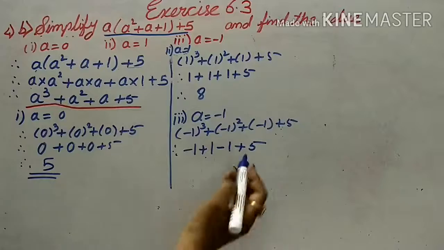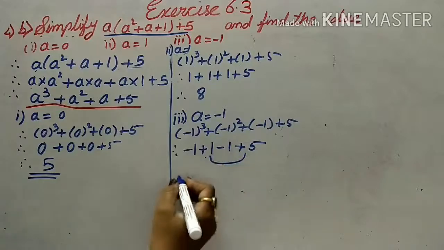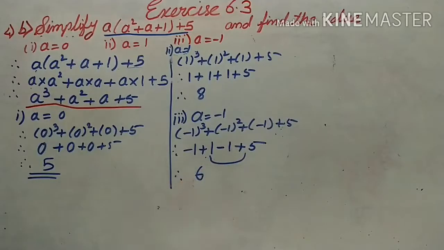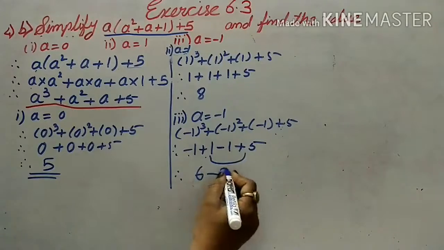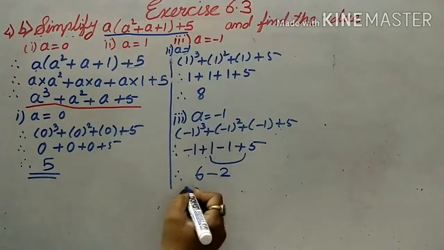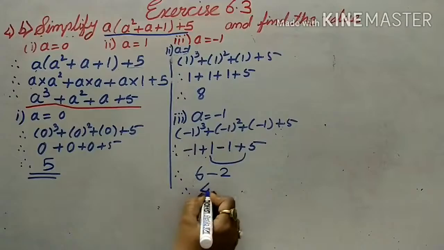Now add this one. Plus 5 plus 1, it is plus 6. Now minus minus always we have to do plus, but we have to write minus sign. Minus 1, it becomes minus 2. 6 minus 2, the answer is 4.